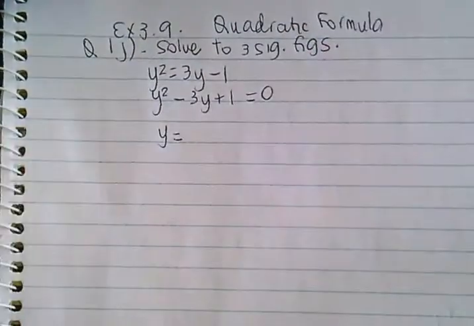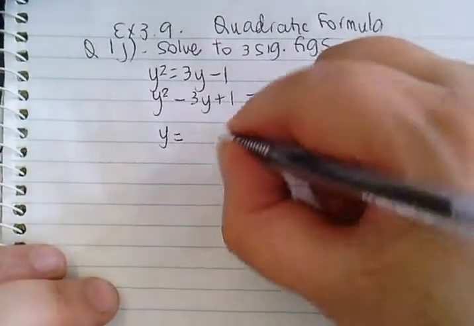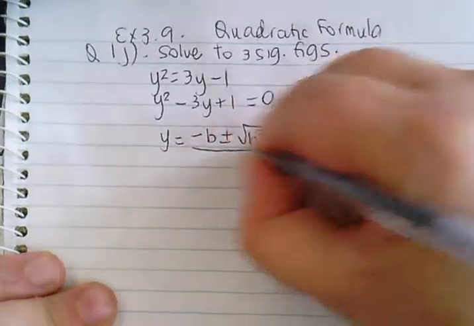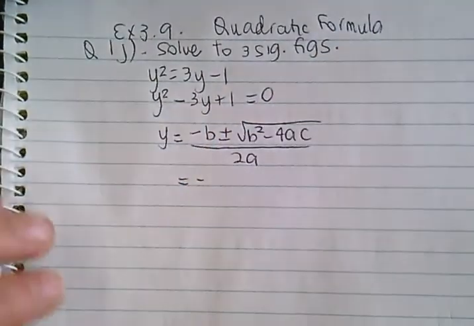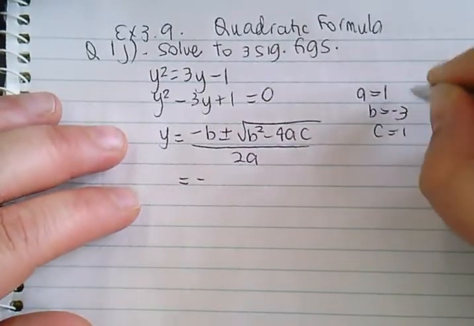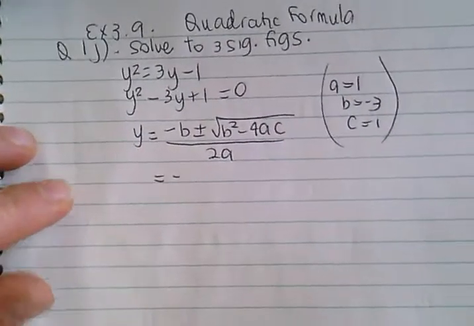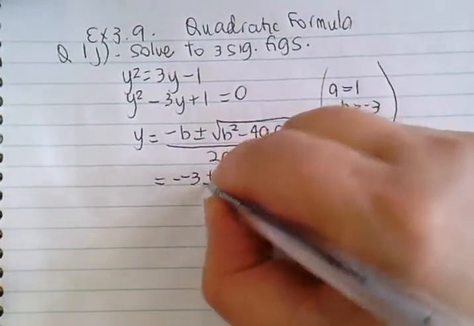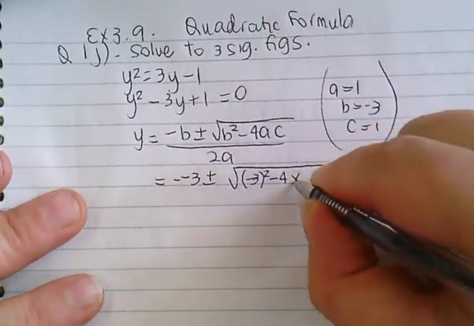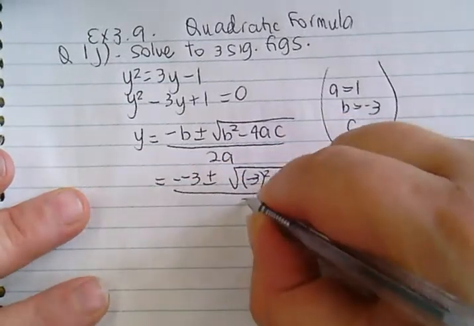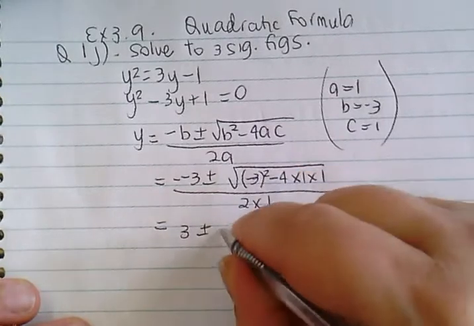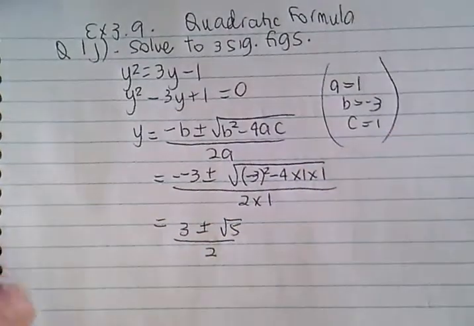So y, it's not x equals because y is in place of x. y equals negative b plus or minus the square root of b squared minus 4ac over 2a. Some people like to write on the side that a is 1, b is negative 3, c is 1. So it's negative negative 3 plus or minus the square root of, now negative 3 squared is 9, minus 4 times a is 1, c is 1, over 2 times 1. So it's 3 plus or minus the square root of 9 minus 4, which is the square root of 5, over 2.